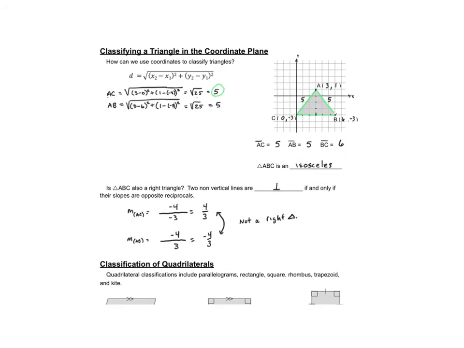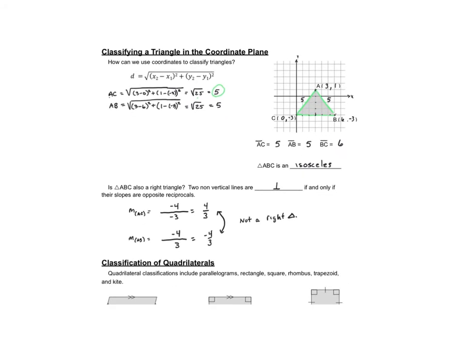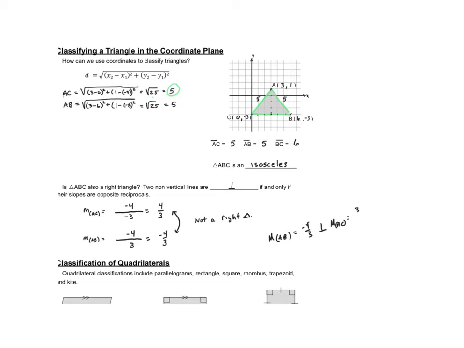If it was a right triangle, in this case, if the slope of AB was negative 4/3, a perpendicular slope, the slope of AC, would be equal to a positive 3/4. That would create a perpendicular slope, which is what we do not have. We do not have that. So that's why I say we do not have a right triangle.